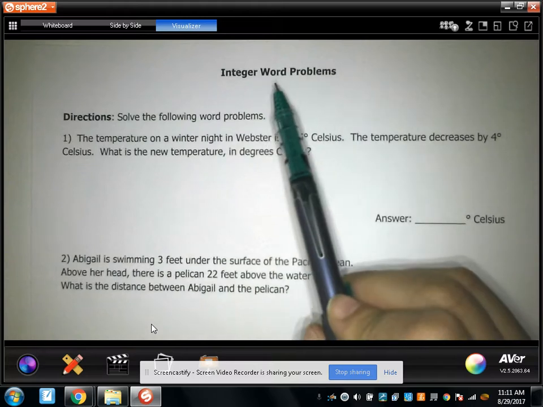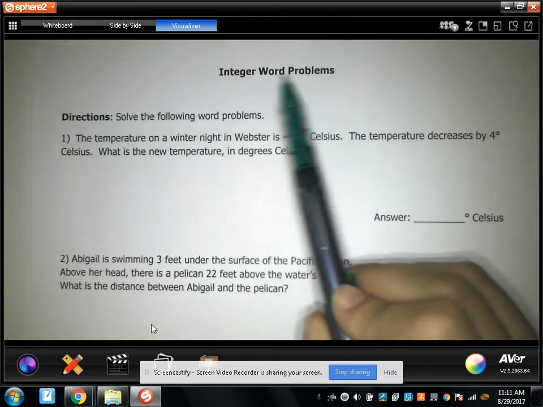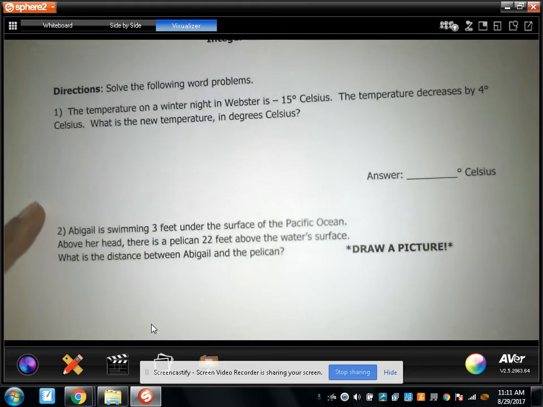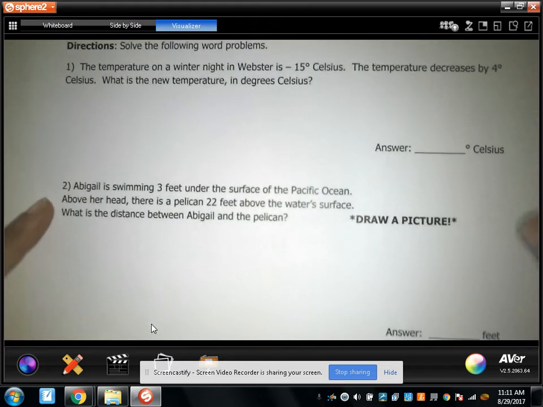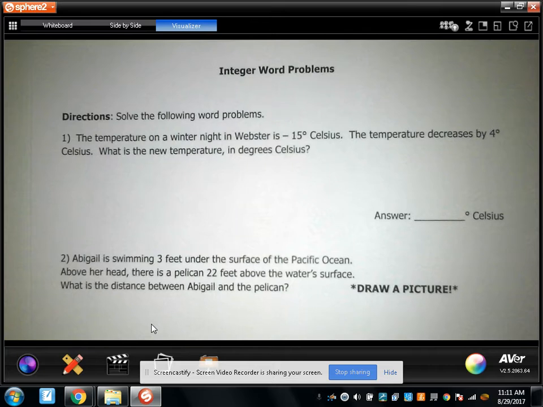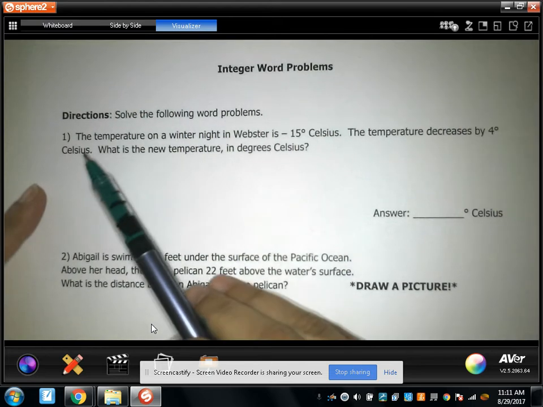In this video, I'm going to be doing some word problems that involve integers. I picked 2 word problems that show up pretty frequently on quizzes, tests, and state tests. I'm going to be doing a couple different strategies to solve these word problems, such as scoreboards and drawing pictures. So I'm going to start with this one.